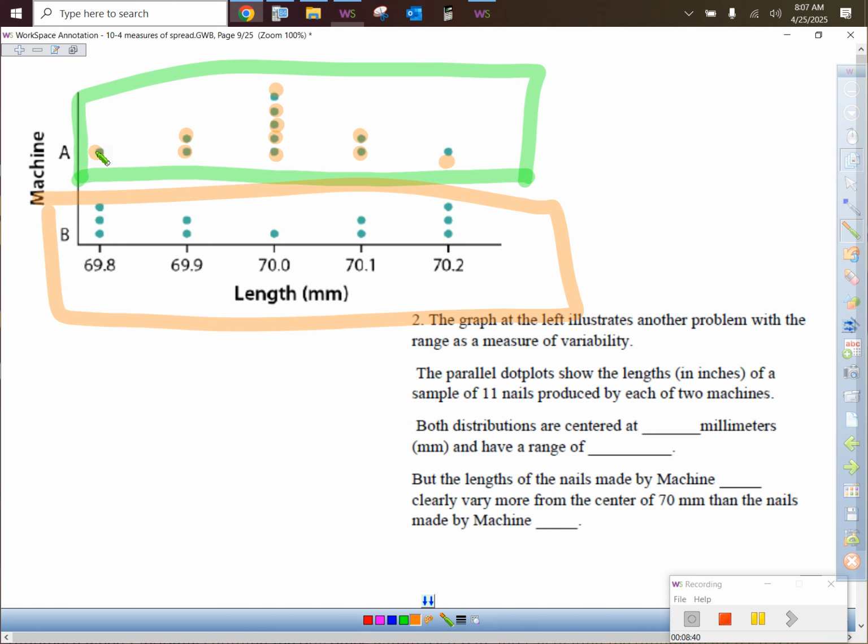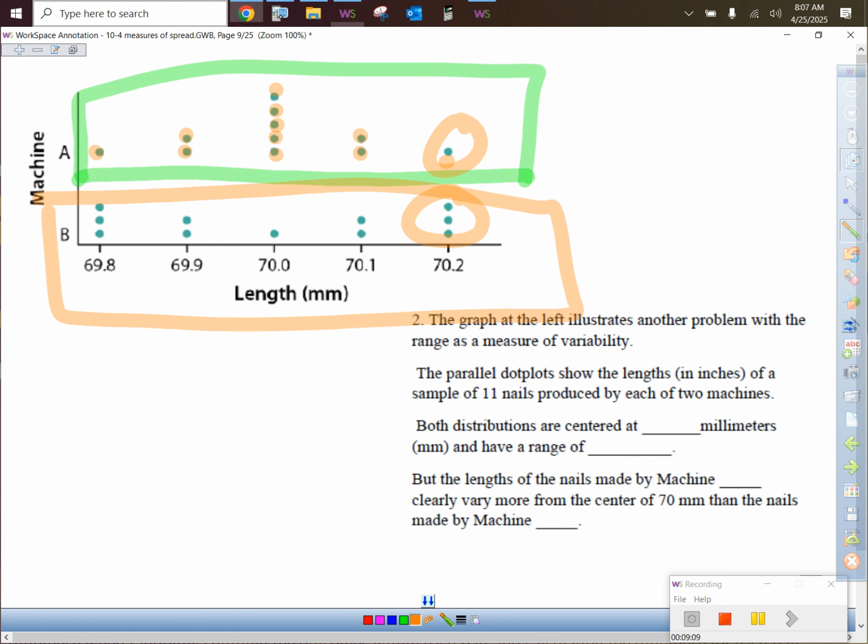Do both of these machines have the same range? Is the high from the green machine the same as the high from the other machine? What's the high here? 70.2. What's the high here? 70.2. There's more of them, right? But isn't 70.2 the high of it? What's the low? Is it the same in both machines?